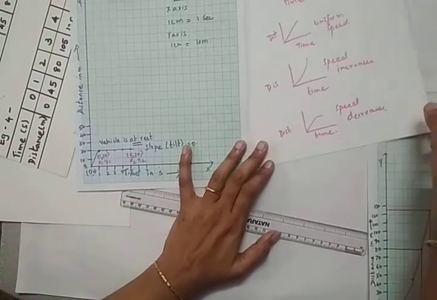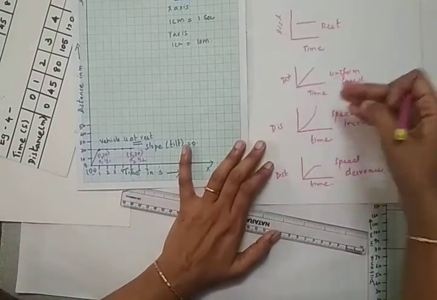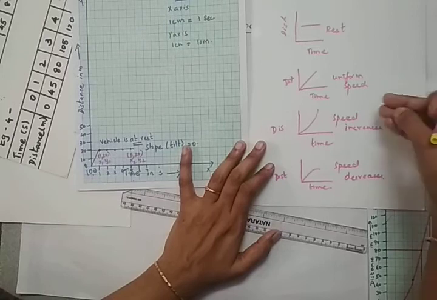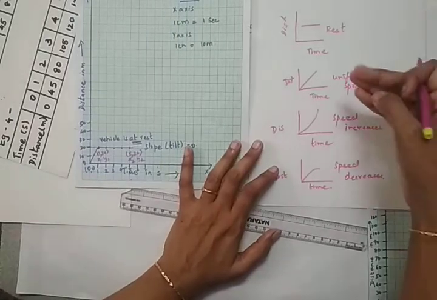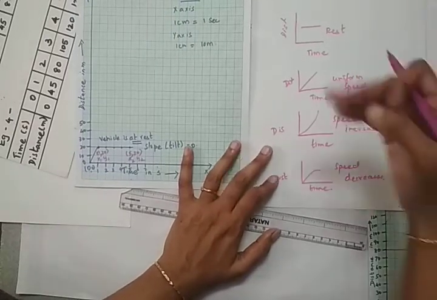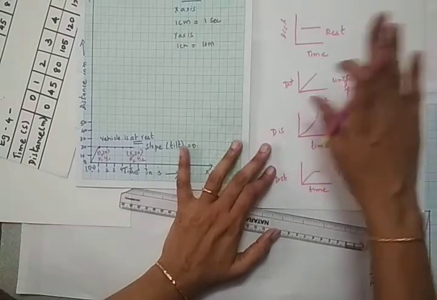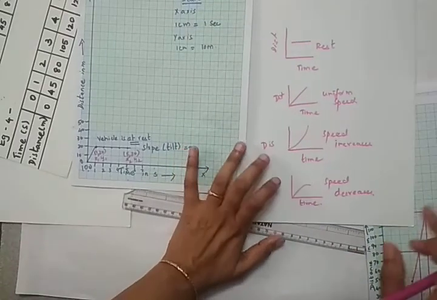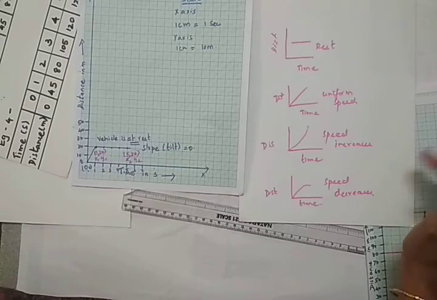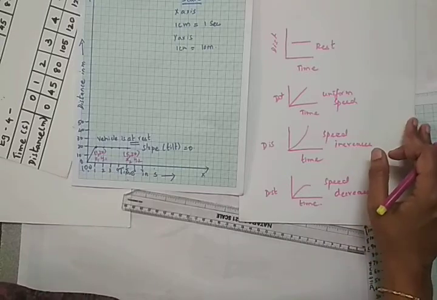They will just ask you by giving you a graph, and they will ask you to find out whether the object is having a uniform speed or an increasing speed, or is the object at rest. They will not ask you to plot the graph at this level. Later in your higher classes, you will learn in detail. Hope you followed. Thank you.